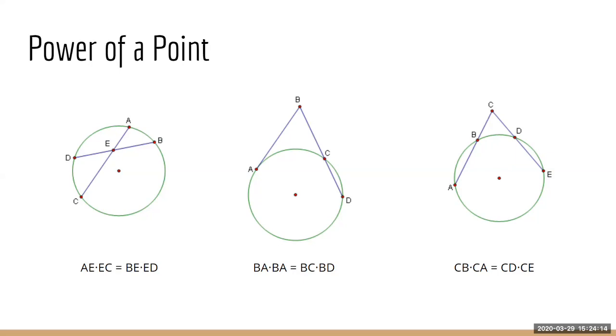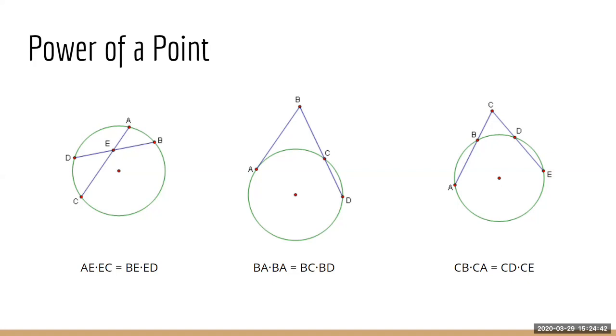Okay, so let's look at the first picture. We notice that E is a point inside the circle, and points A, B, C, and D are all points on the circle. AC and BD are chords, and E is the intersection. So what power of a point tells us is that the power of the point E is the same no matter how you solve for it.